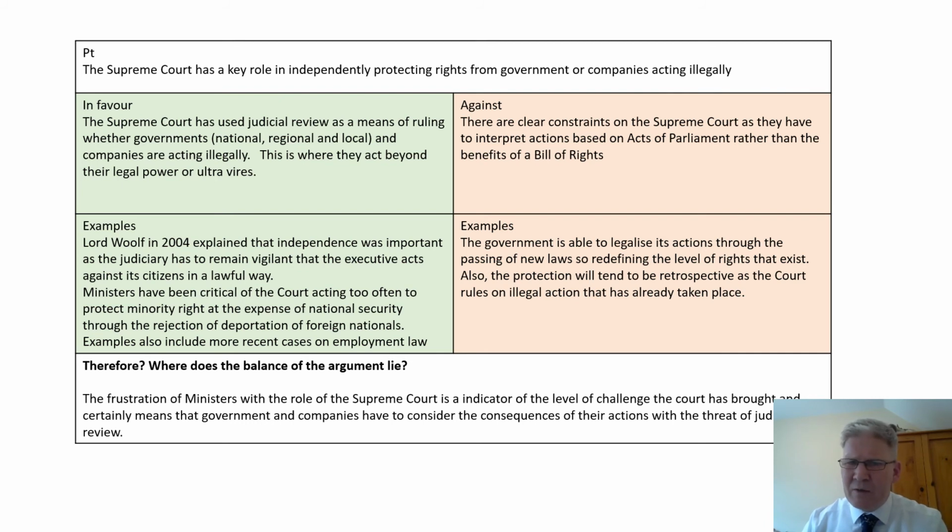Against this, you would have to say there are clear constraints on the Supreme Court, as they have to interpret actions based on acts of Parliament, rather than having a Bill of Rights constitutionally and fundamentally entrenched. Therefore, the government has the capacity to legalise its own actions by passing laws if it's found to have acted illegally. Also, the protection tends to be retrospective, as the court can only rule on actions that have already taken place.